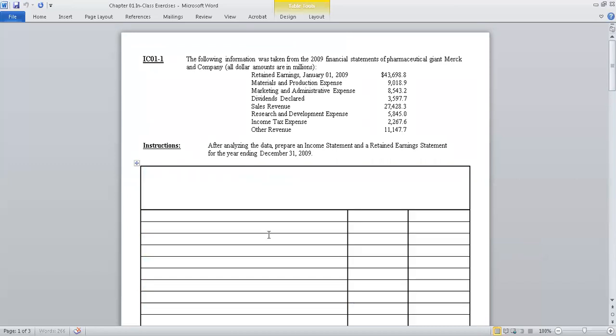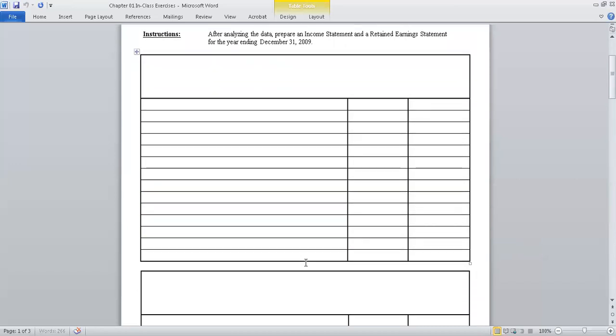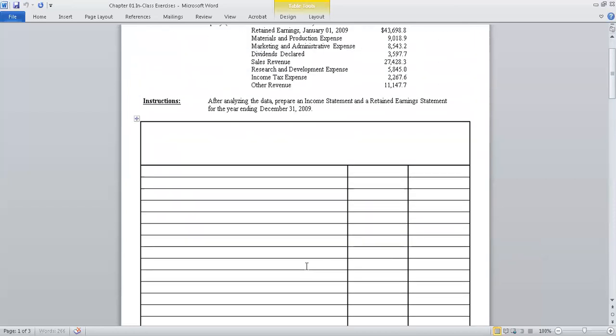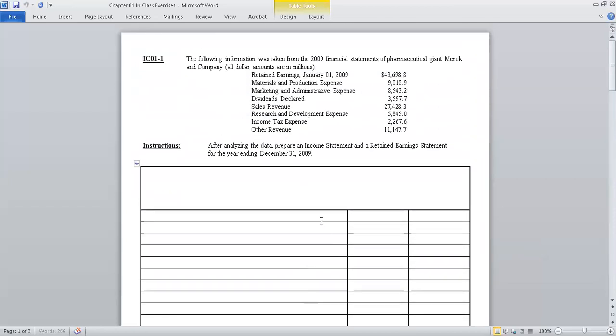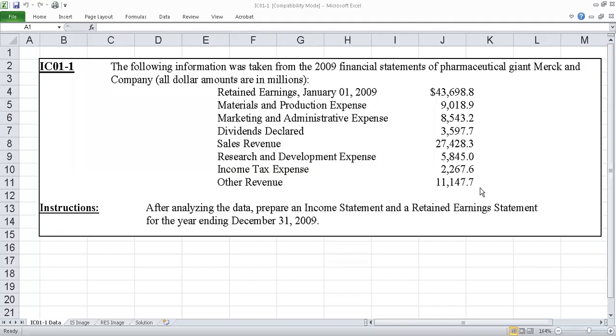But I wanted to show it to you because I do think it's very useful for you to print these out on paper so that you can work them along with me as we go through guided problem solving. So I'm going to pull up a slightly different version, right, in Excel.